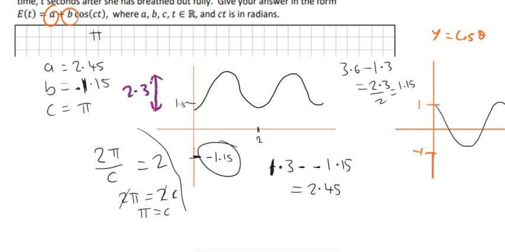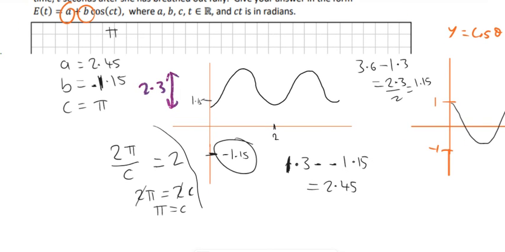So put all that together, and we get E of t is equal to 2.45 minus 1.15 cos of pi t. That's going to be our final answer.